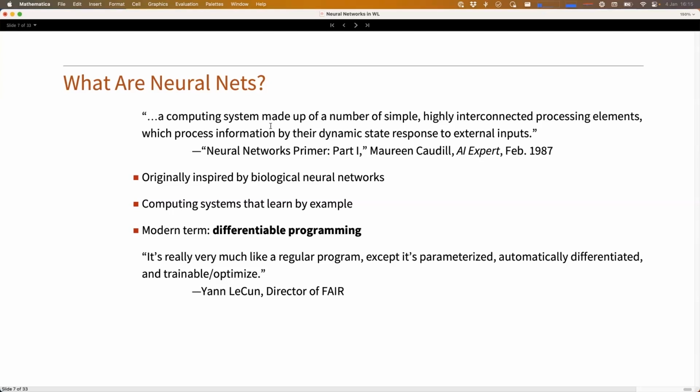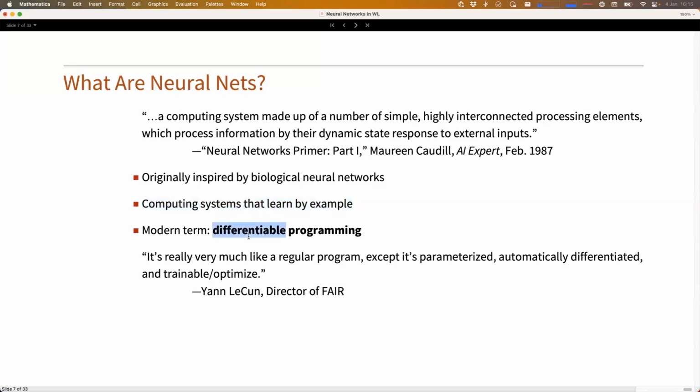So this is still very true. They didn't change much at the core. They were, as I said, inspired by biological networks. An important point: they learn by example. And here I want to introduce this term, I don't know who has heard of it: neural networks as differentiable programs.